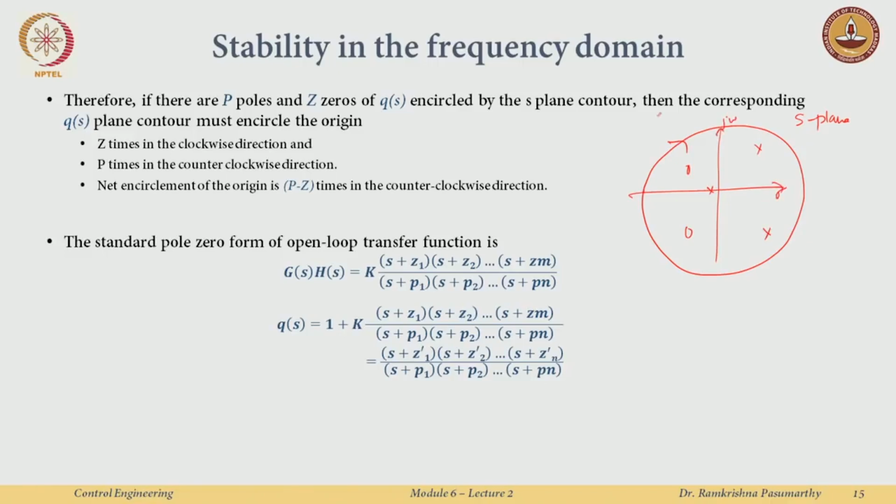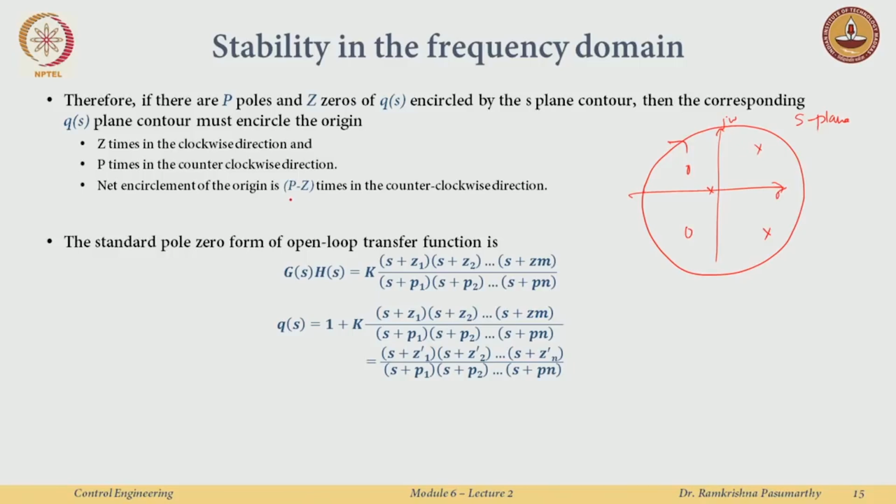Then the corresponding Q(S) plane contour must encircle the origin Z times in the clockwise direction. In this case it should be 2 times in the clockwise direction for the 2 zeros, and P times in the counterclockwise direction for the 3 poles, 3 times counterclockwise, and the net encirclement is P minus Z in the counterclockwise direction.